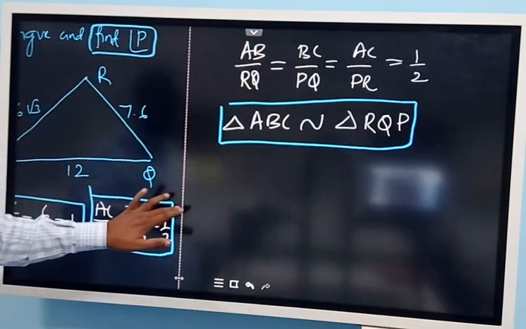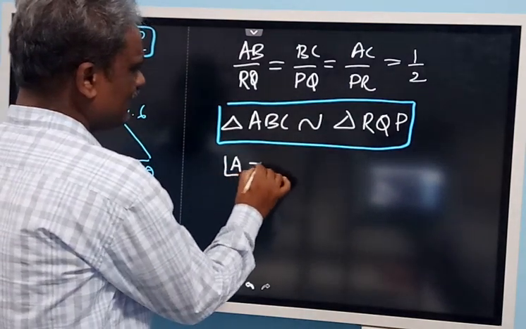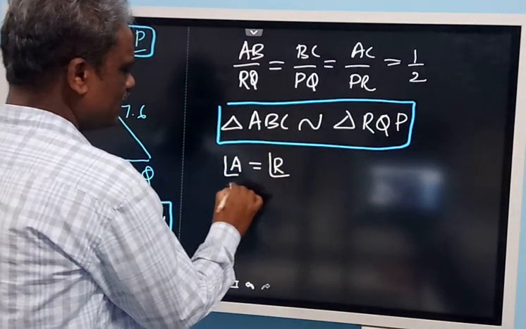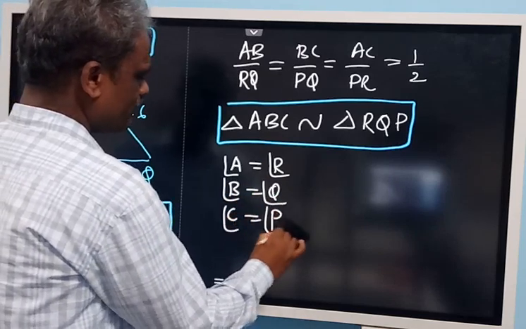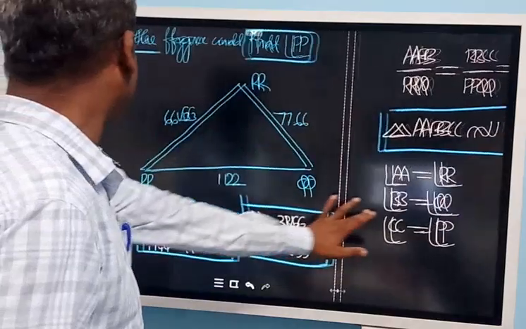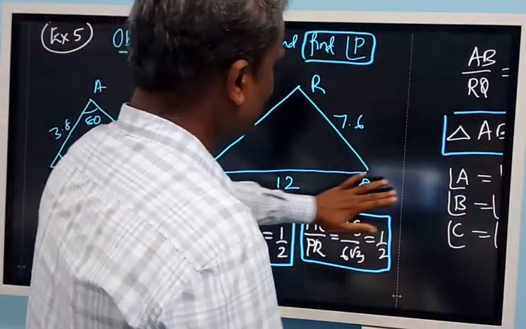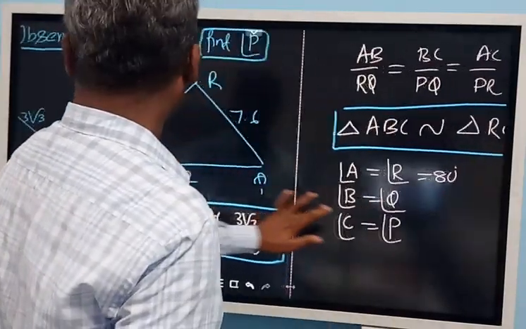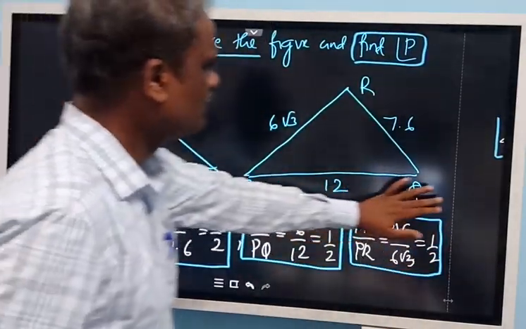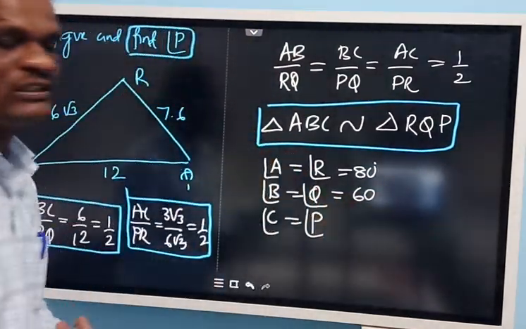If the triangles are similar, then I can write the corresponding angles are equal. I can write angle A is equal to R, angle B is equal to Q, angle C is equal to P. So now angle A and R. See, A is equal to 80 degree. Therefore, this is also 80 degree. Angle B is given 60 degree. So therefore B is equal to Q is equal to 60 degree. This one we do not know.